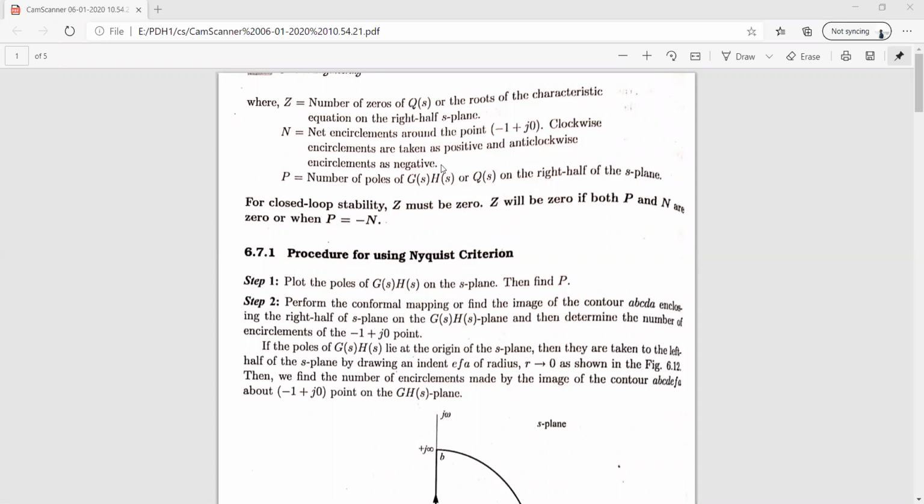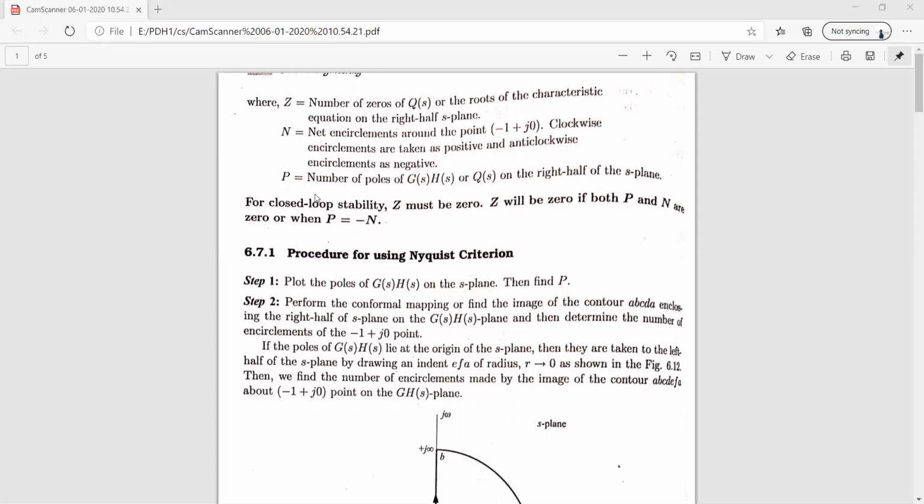We have the formula Z equal to P plus N. We'll discuss in detail how this is the main formula for the Nyquist criteria, where Z is the number of zeros of Q of S, the roots of the characteristic equation, in the right half of S plane. N is the net encirclements around the point -1 plus j0. Clockwise encirclements are taken as positive and anti-clockwise encirclements are taken as negative. P is the number of poles of G of S, H of S or Q of S on the right hand side of S plane.